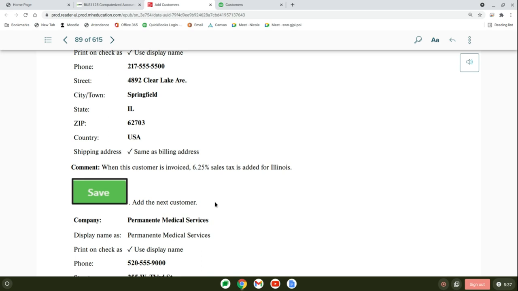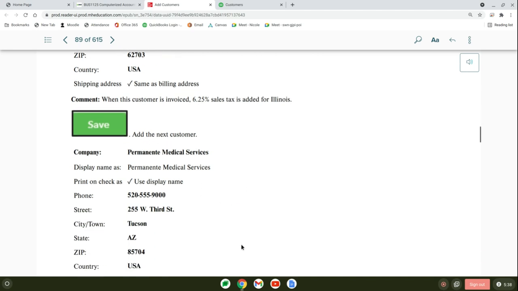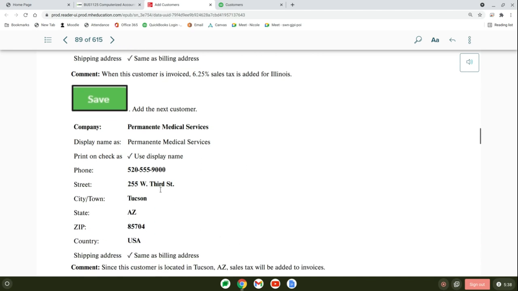So the next customer that you're going to have is Permanente Medical Service, and you're going to type in under company Permanente Medical Service. Automatically it will populate display name as Permanente Medical Service, and then you'll have that check mark. It should be there, that's what is going to be displayed on your check. I'm going to skip the phone number, go down to address. The address is 255 West 3rd Street, and that's Tucson, Arizona. So that tells us we're going to have this customer as a sales tax customer because they're in Tucson, Arizona, where we're located. The zip is 85704, the country's USA.